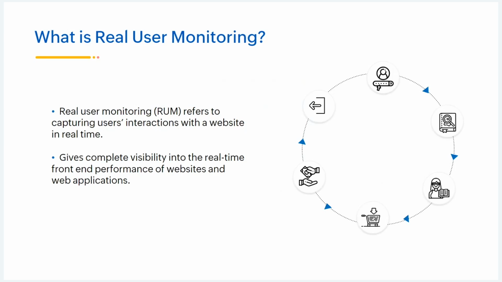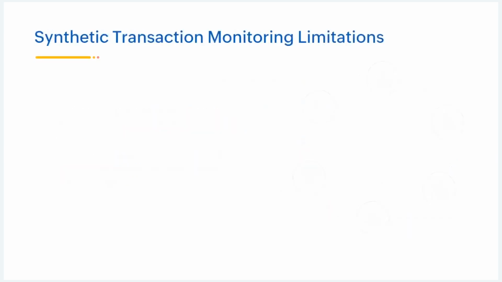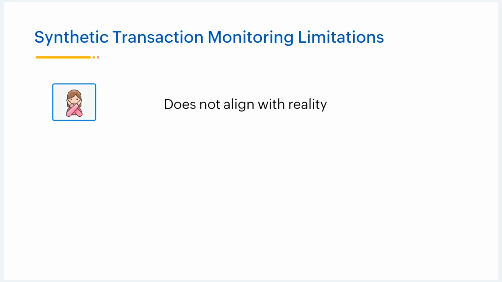To understand why real user monitoring is essential, we first need to consider the drawbacks of synthetic transaction monitoring. One of the major limitations of synthetic transaction monitoring is that it does not always align with reality. The traffic used for synthetic testing is artificial and not representative of real users' experience. As a result, its outcomes and performance are often predictable, as synthetic monitoring relies on simulated actions rather than real user behavior.